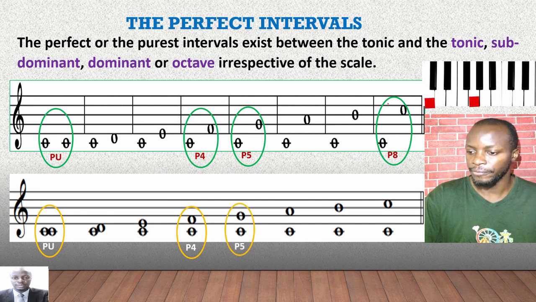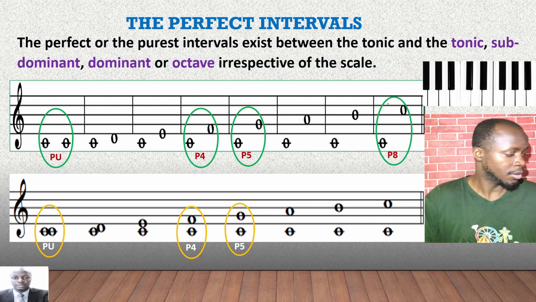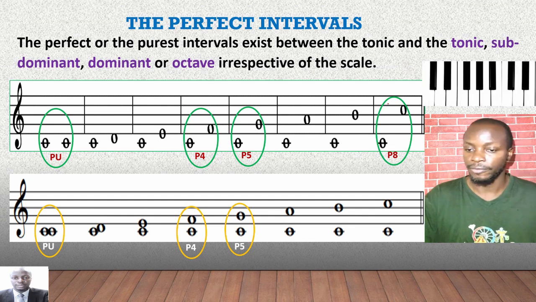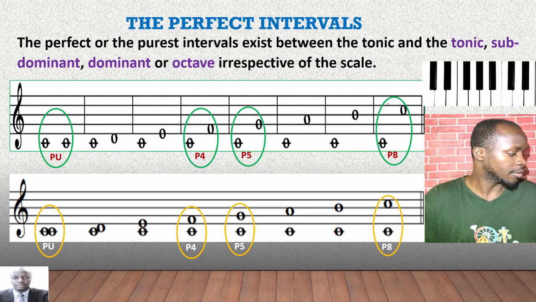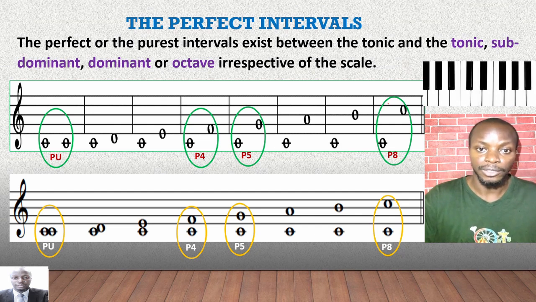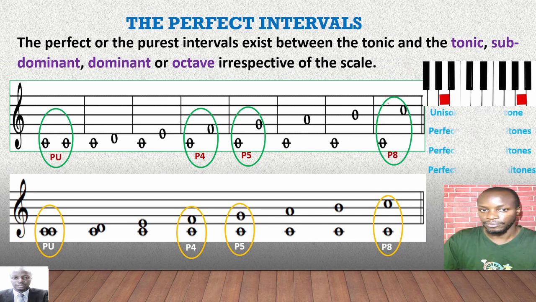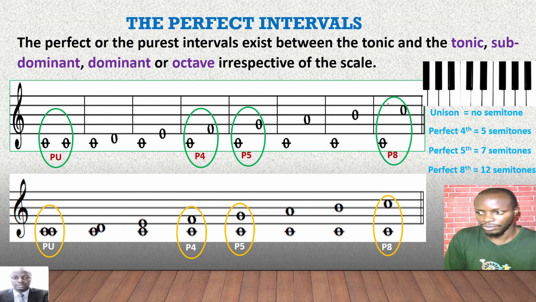We have the perfect fifth in the major scale, right? Do, so, or la, mi, right? And we have the perfect octave, right? In the major, we have the perfect octave, and we have the perfect octave in the minor. So all these are perfect intervals. It's also perfect because no matter how you flip them, they still remain perfect intervals, right?